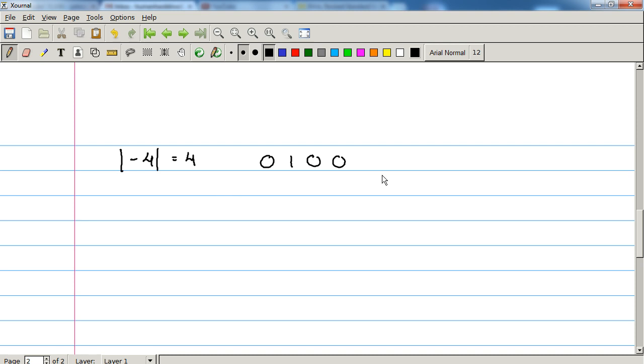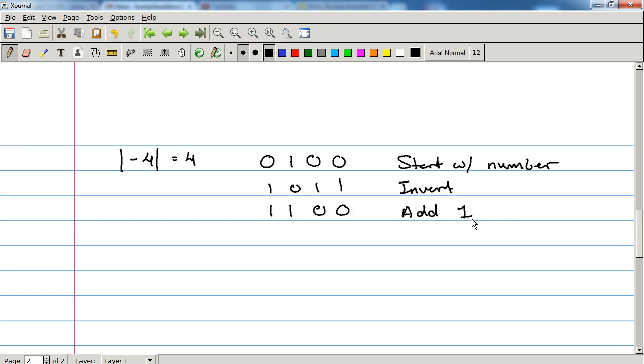So you start with a number. And this is used to negativize any number, as you will see in just a moment. You invert the bits, so this becomes 1, 0, 1, 1. And then you add 1. So this becomes 1, 1, 0, 0. And thus you're left with, this equals negative 4. So start with the number 4.